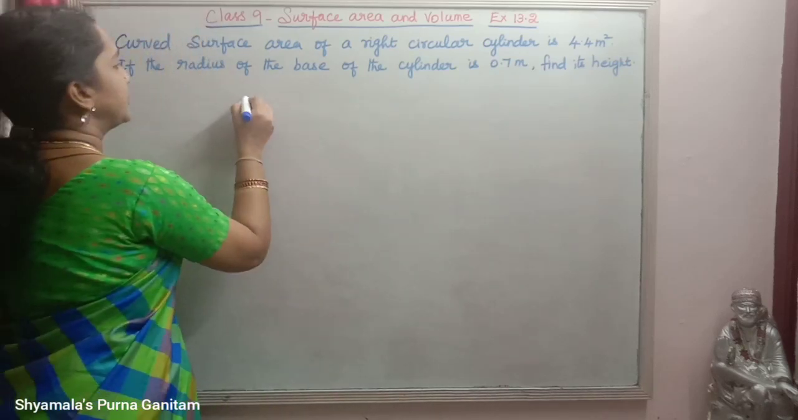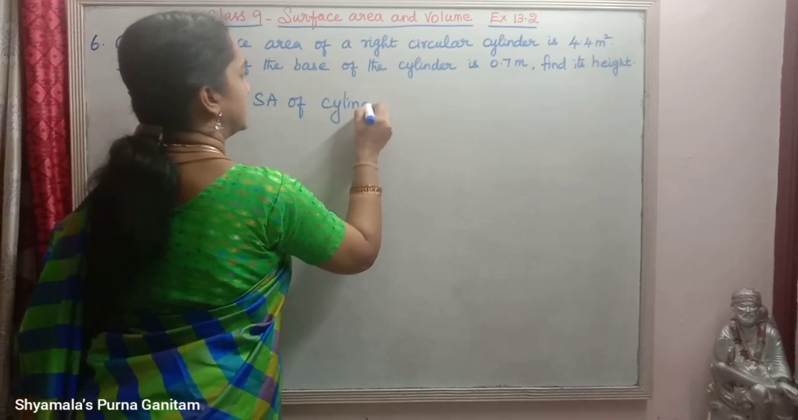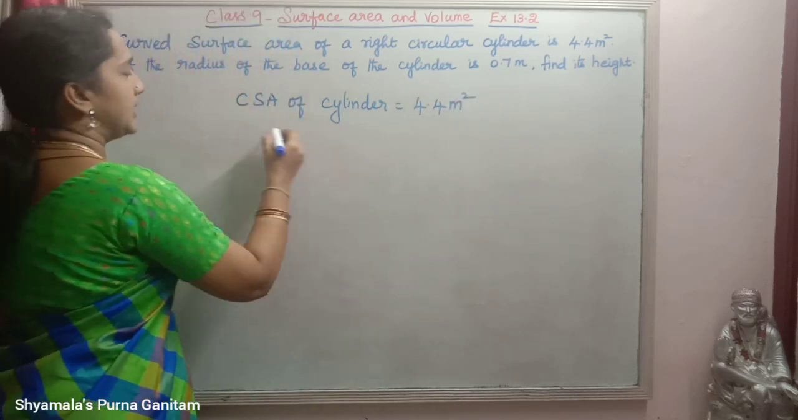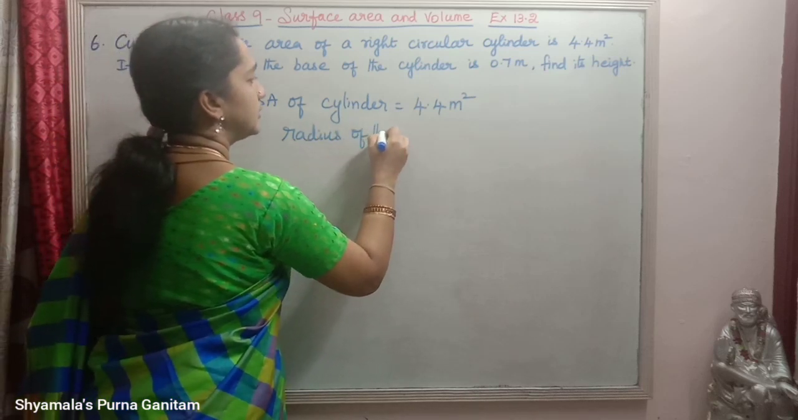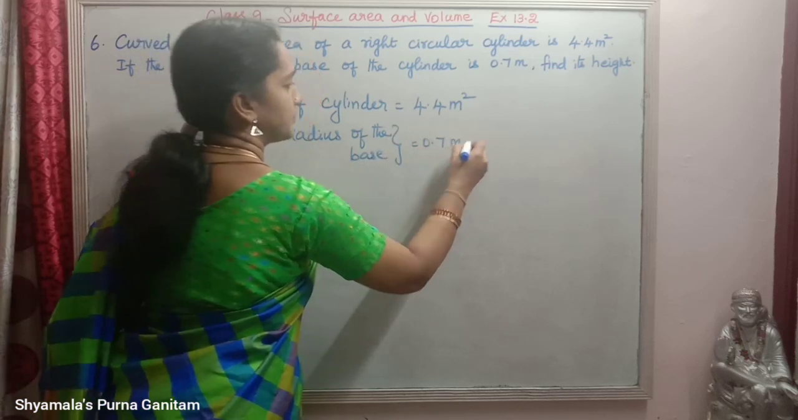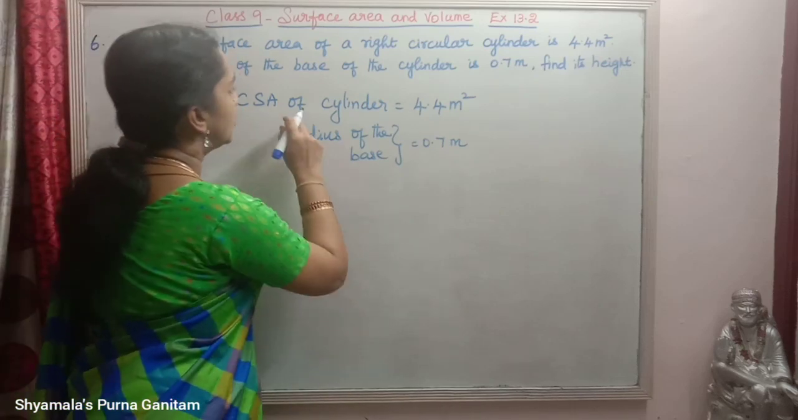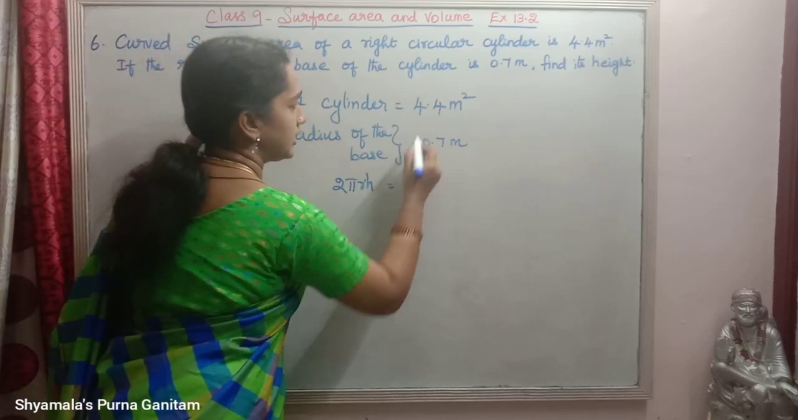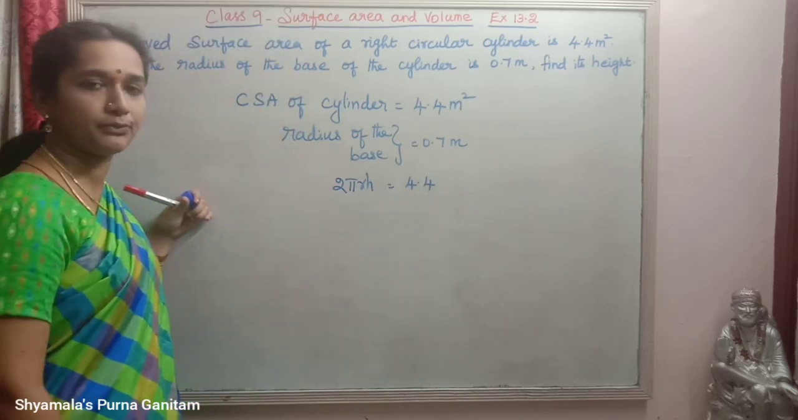So curved surface area of the right circular cylinder is equal to 4.4 meters square. The radius of the base is 0.7 meter. We are asked to find the height. So, what is the formula for CSA of a cylinder? 2 pi RH. That is given as 4.4 meter square.